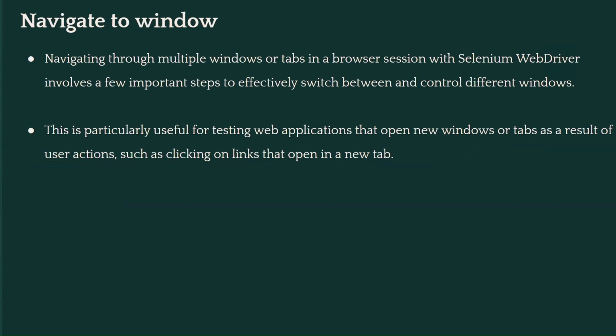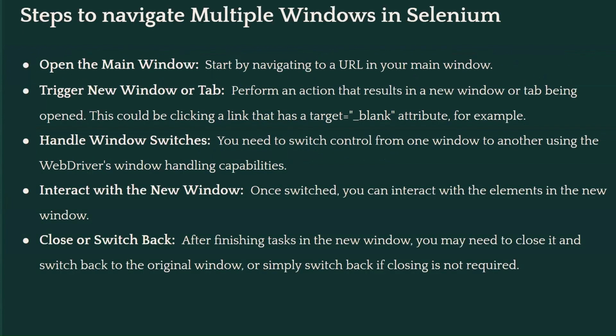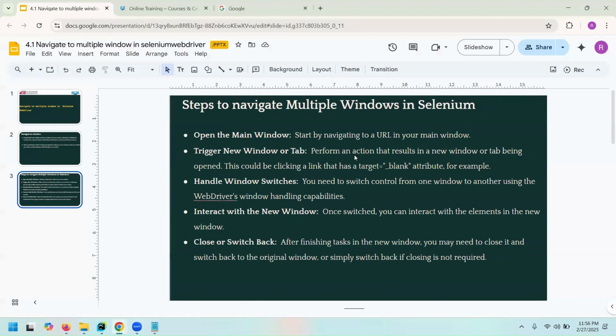So in this we'll be switching our access from Google Chrome to the demo ITLAN 360. I'll do certain tasks in Google Chrome and certain tasks in ITLAN 360. So that will be interesting. These are the steps to navigate multiple windows in Selenium: open the main window, trigger the new window or tab, handle window switches, interact with the new window, and close or switch back. So we'll be performing these steps in this multiple window scenario.